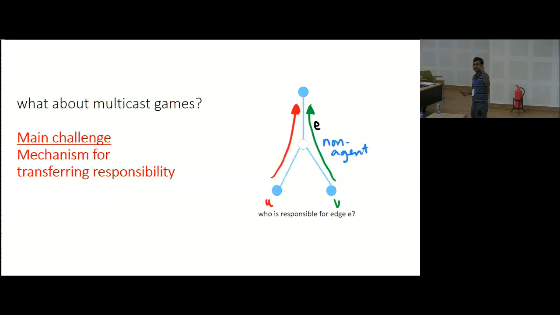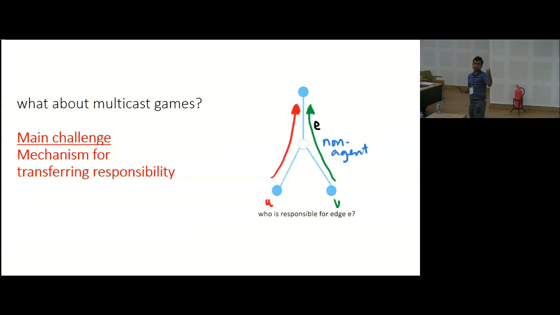Okay, so the vertices I've drawn in bold are the ones that have agents. There's this vertex in the middle that does not have an agent, right? I can't guarantee that every vertex will have an agent in my routing tree. So there's a vertex that does not have an agent. The problem is, who is responsible for the cost of edge E, the first edge out of that vertex?